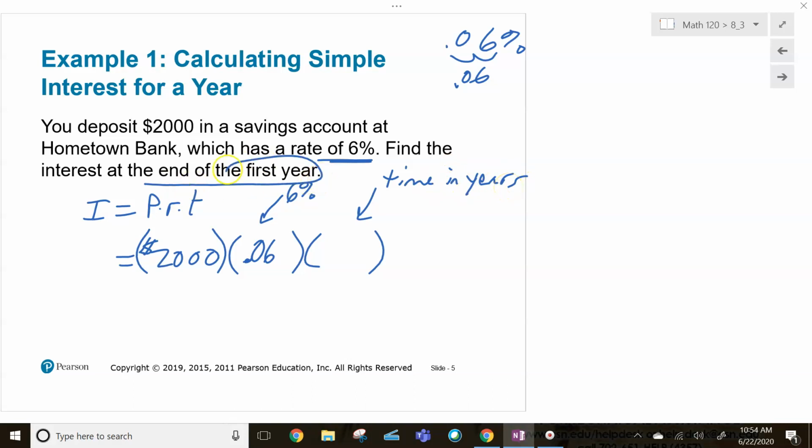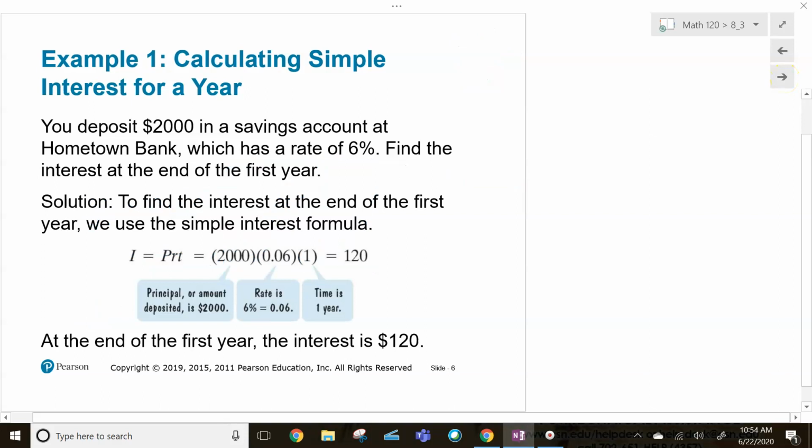So at the end of 1 year, the first year, we go ahead and multiply that. We have 2,000 times 0.06 times 1. Punch that in, and you get $120 at the end of the first year that you made in interest.